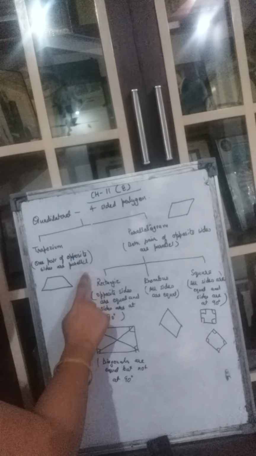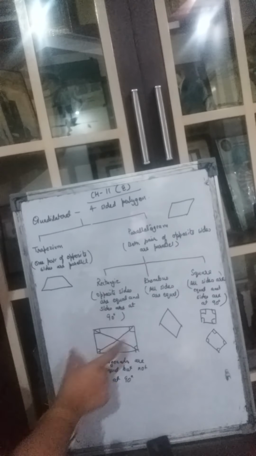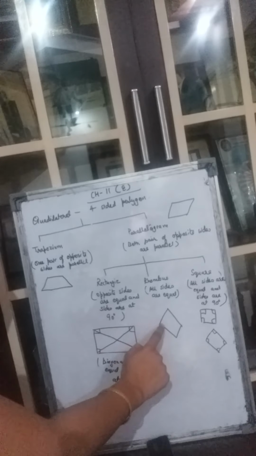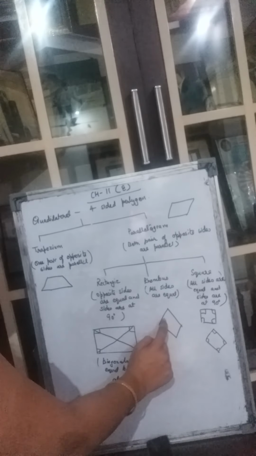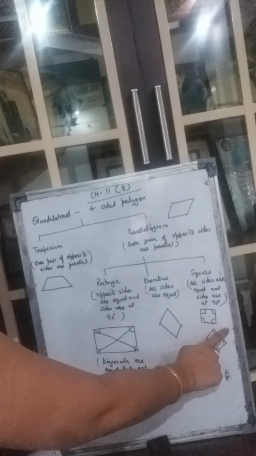A rectangle is a square. A rectangle can be a square. No, this cannot be square because here the opposite sides are equal. Here all the sides were equal, here also all the sides were equal. If they had been meeting at 90 degree, then it would have become a square. But this cannot become a square. So it is never.